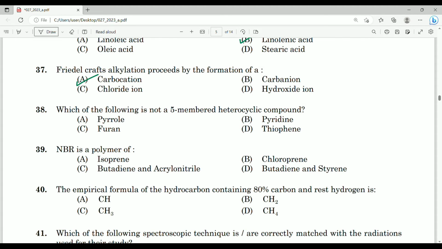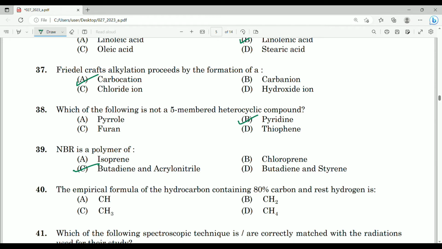38. Which of the following is not a 5-membered heterocyclic compound? Pyrrole, pyridine, furan, thiophene. So not a 5-membered ring. Not a 5-membered means pyridine. Pyridine is a 6-membered ring. And 39. NBR is a polymer of butadiene and acrylonitrile. C option.